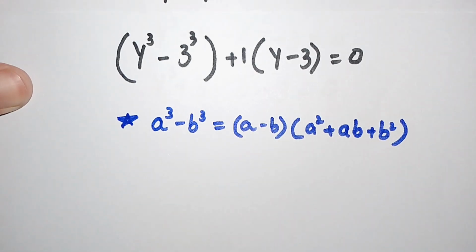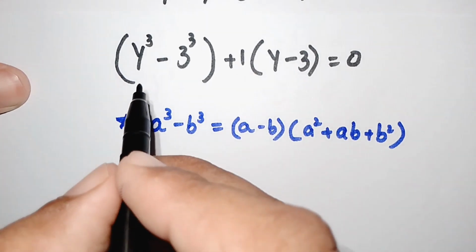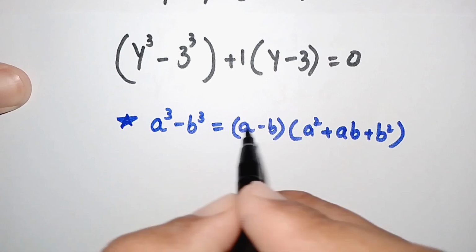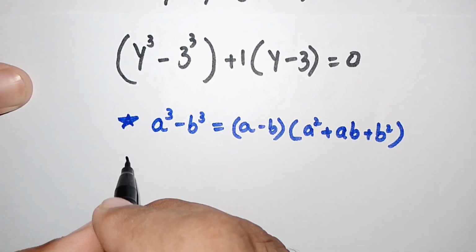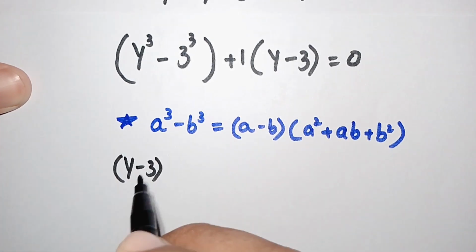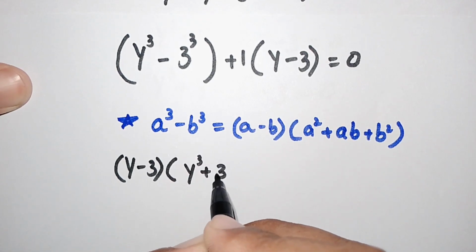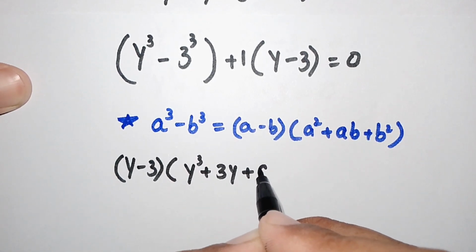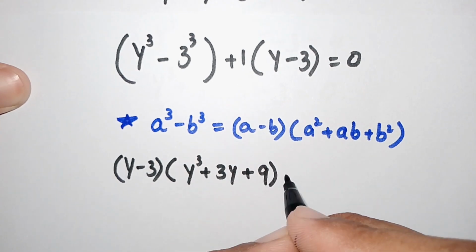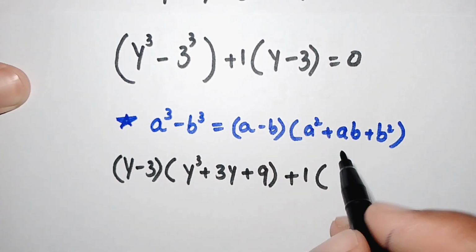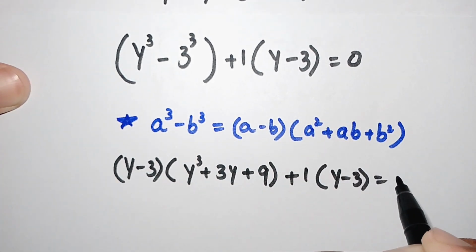So this y to the power of 3 minus 3 to the power of 3 will be equal to, here a minus b means y minus 3, so here y minus 3 times (y square plus 3y plus 3 square, which is 9), and here plus 1 times (y minus 3), which is equal to 0.